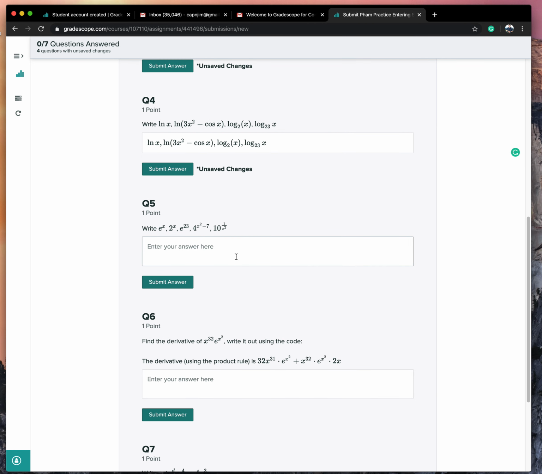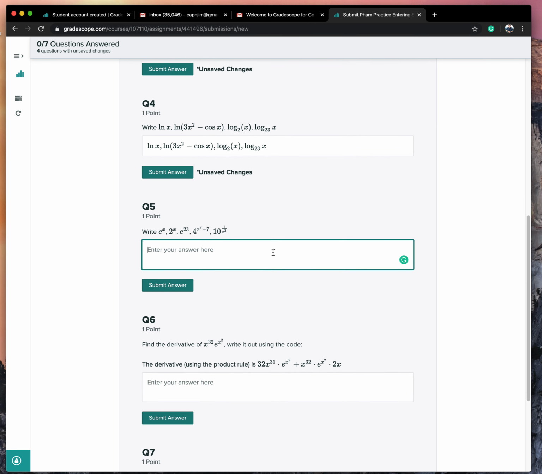All right. Exponents should be pretty straightforward. If I want to do e to the, all the exponents are just e, caret symbol, which is the symbol above the 6, x, comma, 2 to the x, comma, e to the, I need braces around it because it's bigger than one thing. 4 to the, braces, x to the second minus 7, close the braces, comma, 10. It's good to have spaces after your commas as well.